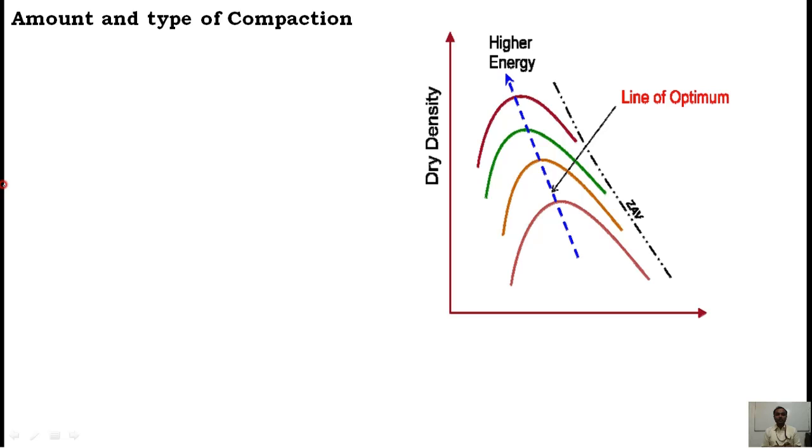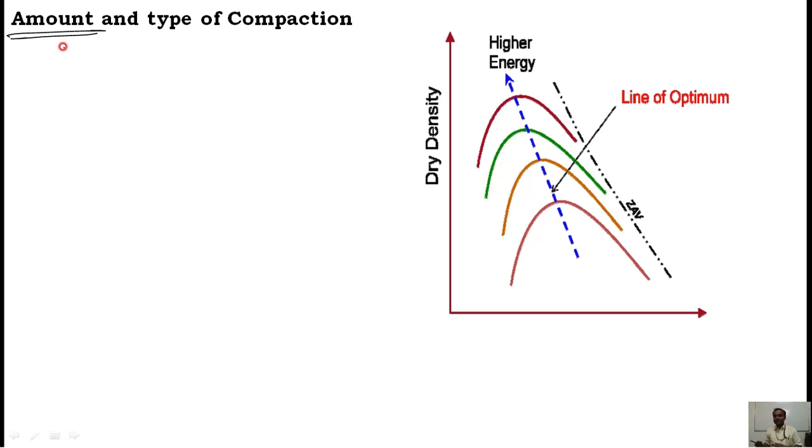The second point is amount and type of compaction. Amount of compaction means compaction energy, which you already know. In heavy compaction, you use a bigger hammer, a bigger drop, and the number of layers is more. Therefore the energy applied to the soil is more, and that is called the amount of compaction. For example, in your class, if a very healthy boy, say Shreyas, compacts the soil, it becomes a very compacted soil.